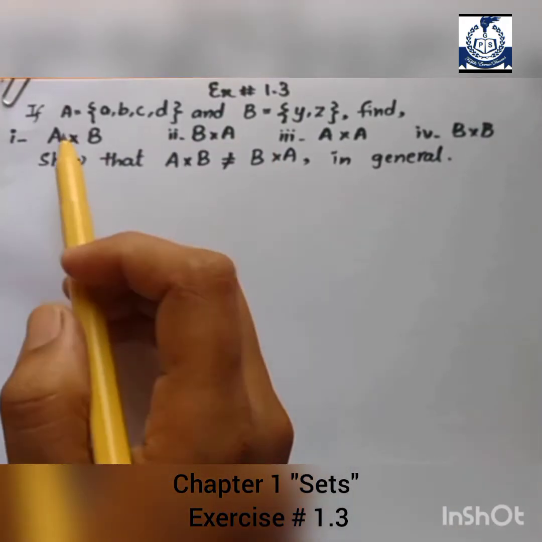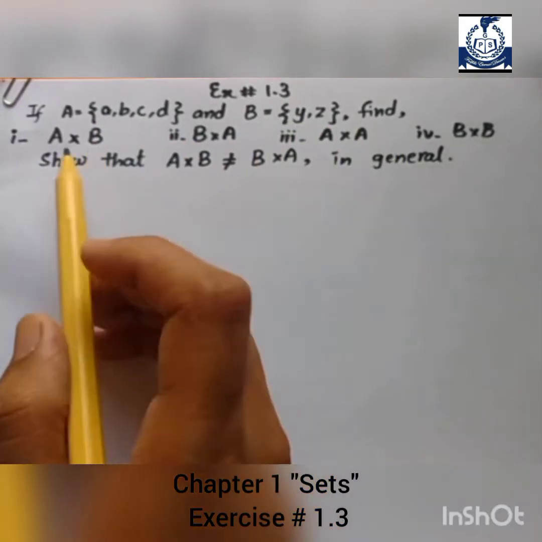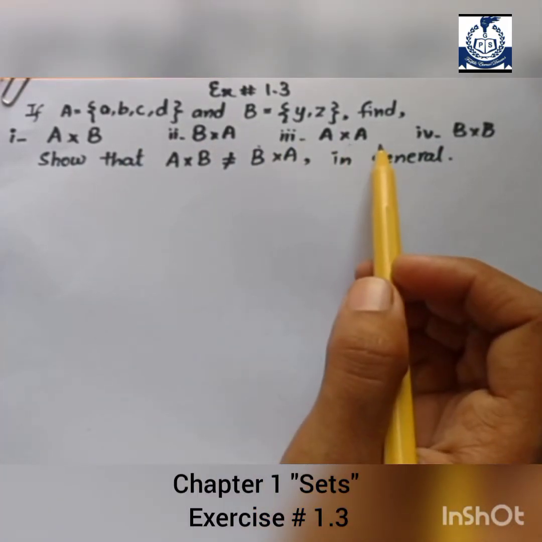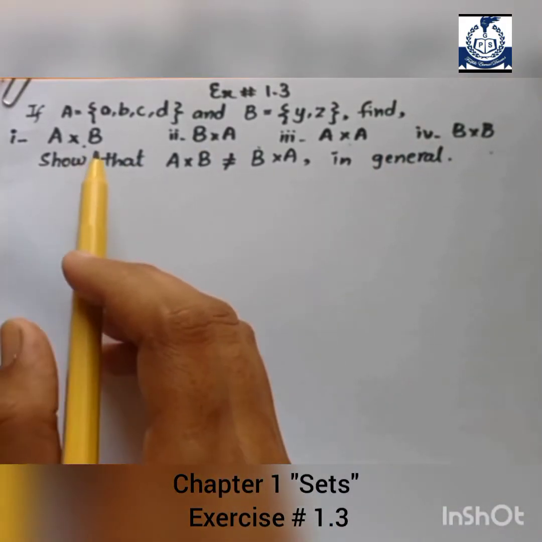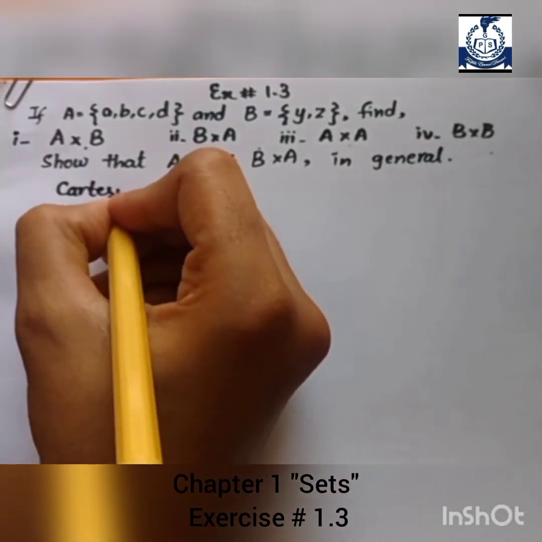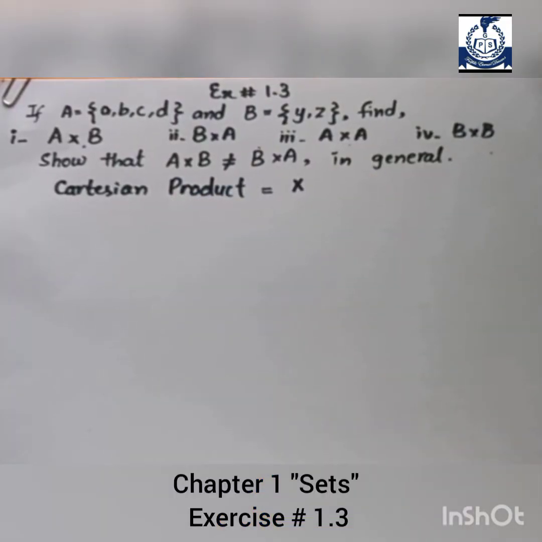The question is: if A is equal to {a, b, c, d} and B is equal to {y, z}, find part number 1, A multiplied by B, part number 2, B multiplied by A, part number 3, A multiplied by A, part number 4, B multiplied by B. This multiply sign is called the Cartesian product. In this question we need to show that A multiplied by B is not equal to B multiplied by A in general. So now let's start to solve.